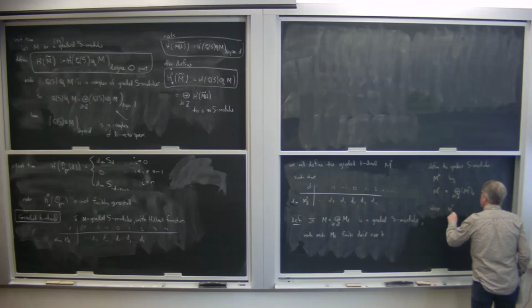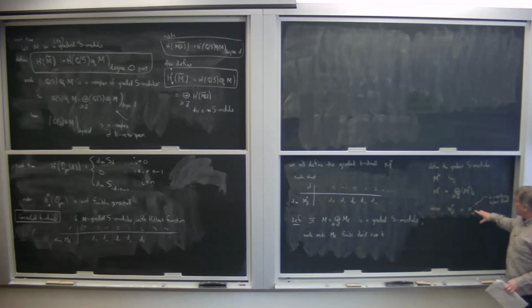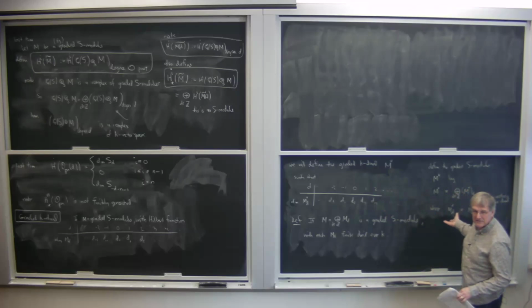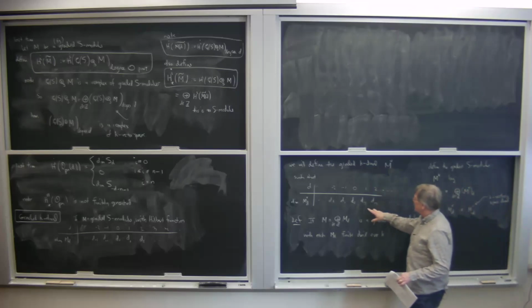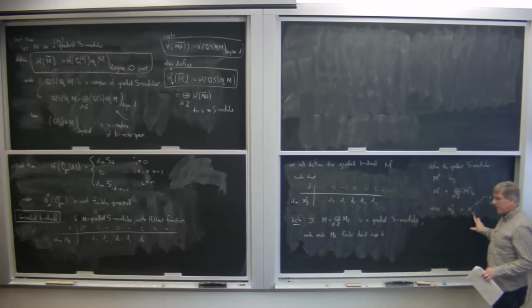So M check sub D by definition is going to be M sub minus D prime. This prime here is the K vector space dual. Okay. So what's happening here? I'm shifting the degrees and I'm taking the dual. Actually, already that gives us these properties, because the degree D part of this will be the degree negative D part of this, because vector spaces and their duals have the same dimension. Okay.